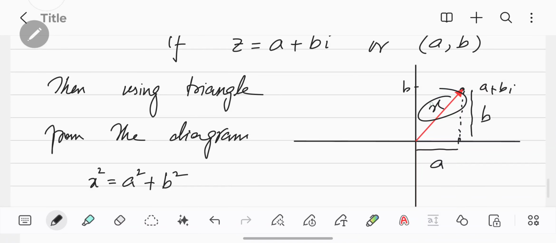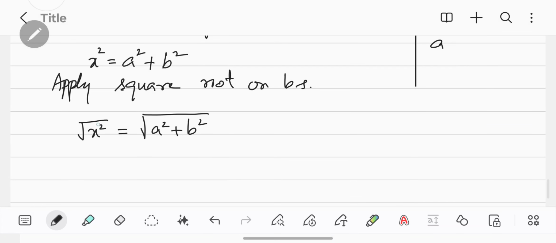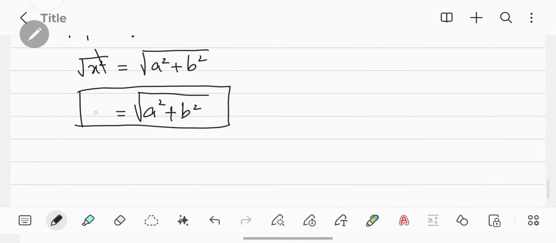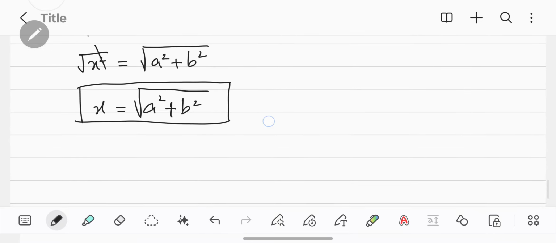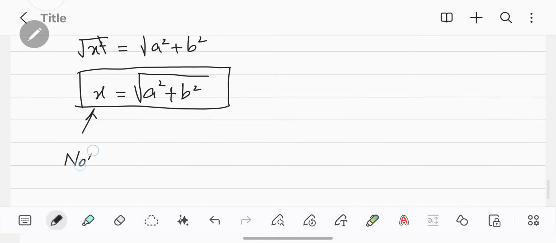But I need x, I don't need x square, but here I have x square. What will I do? I will apply square root on both sides. Okay, once I apply square root on both sides, the square and square root on the left will get cancelled, but you cannot cancel the square and square root on the right because here you have a plus. It is equal to the square root of a square plus b square. So x is equal to this whole thing. Okay, so this x is actually the modulus. This x is the modulus of a complex number. You can call it, it has some notation.